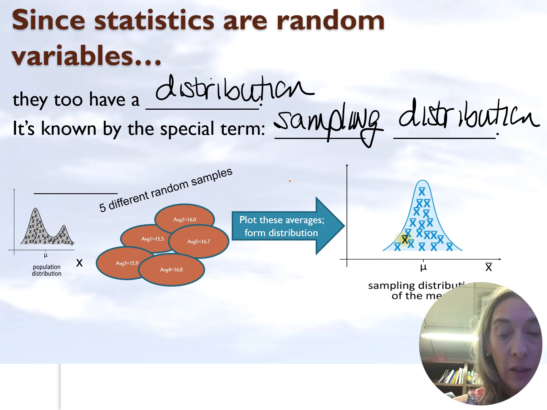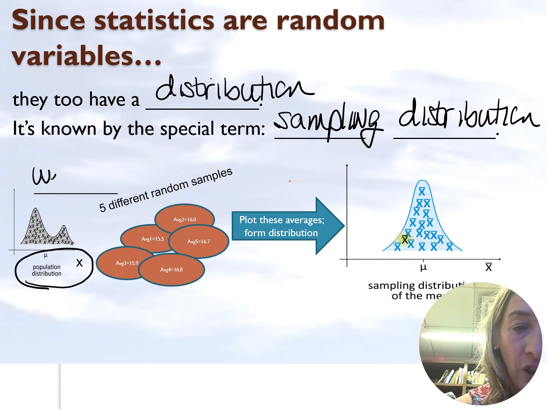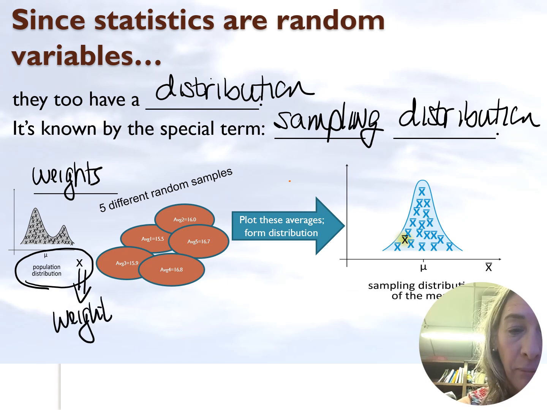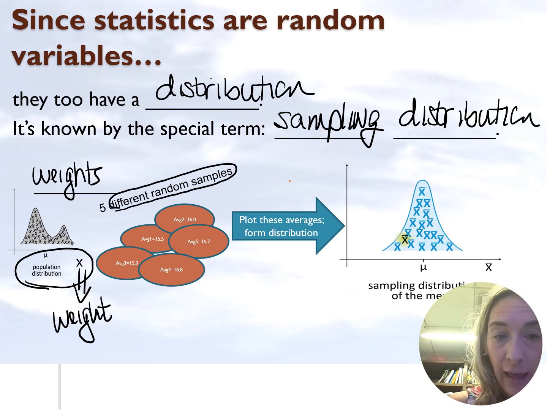Okay, so let's show this pictorially here. Let's say we have a certain population. Let's say this is a population of weights, so our random variable x is weight. Let's say we take different random samples out of that population, separate random samples, and we calculate the average weight for each sample. So you can see here the average for sample 1 is 15.5, the average for sample 2 is 16.0, and so forth. And you can see each of those averages differ.